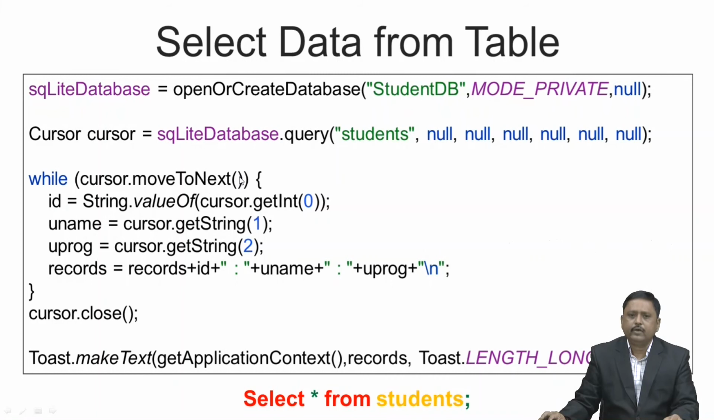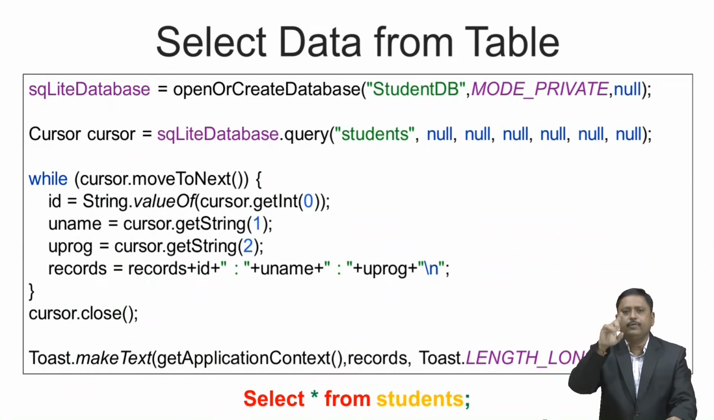Now inside cursor moveToNext, I write id is equal to String dot valueOf cursor dot getInt(0). It means I want to retrieve the first column with index 0. Here the second is username, so I write cursor dot getString and the index is 1. The third column or field is user program, so I write cursor dot getString and then 2, meaning column number 2. So 0 is the first column, 1 is the second column and 2 is the third column.